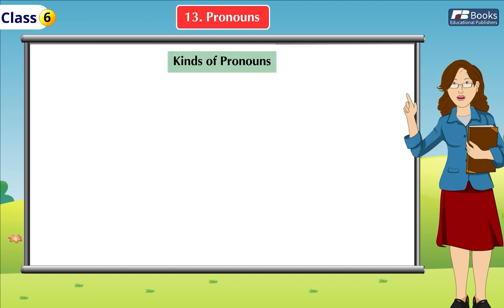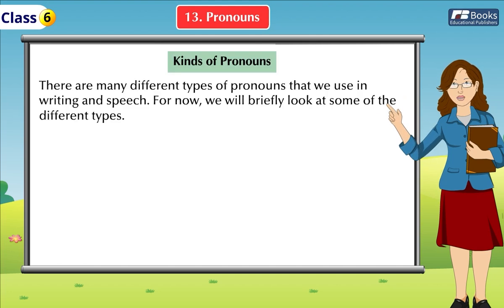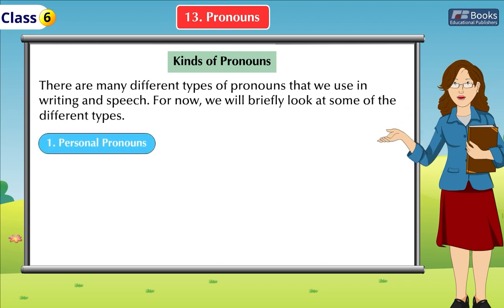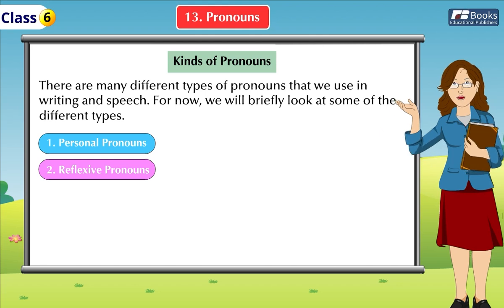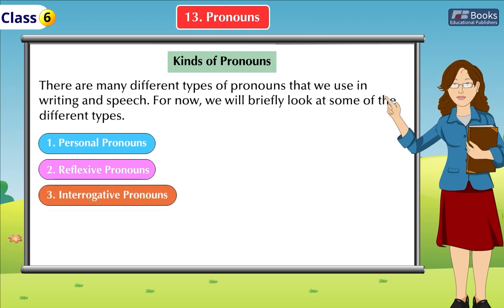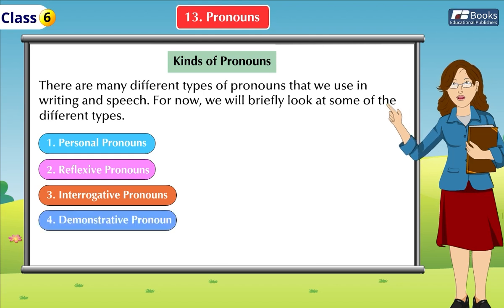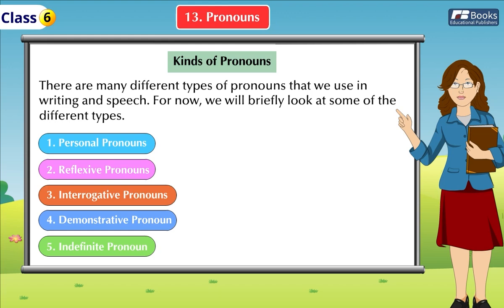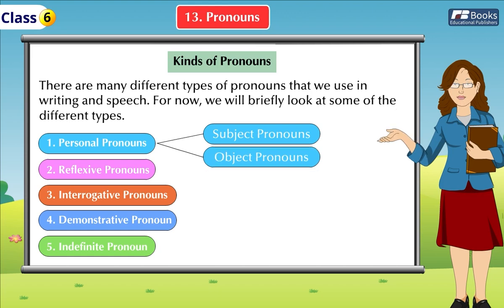Kinds of pronouns. There are many different types of pronouns that we use in writing and speech. For now, we will briefly look at some of the different types. 1. Personal pronoun. 2. Reflexive pronoun. 3. Interrogative pronouns. 4. Demonstrative pronoun. 5. Indefinite pronoun. Personal pronouns have two subtypes: subject pronouns and object pronouns.